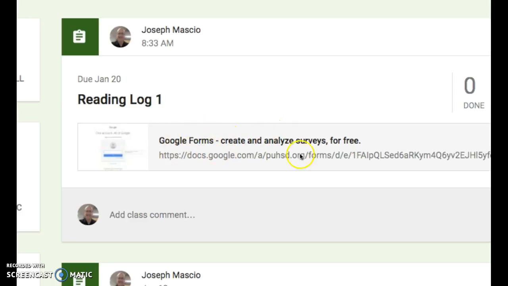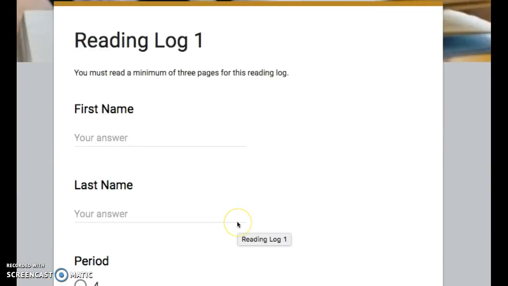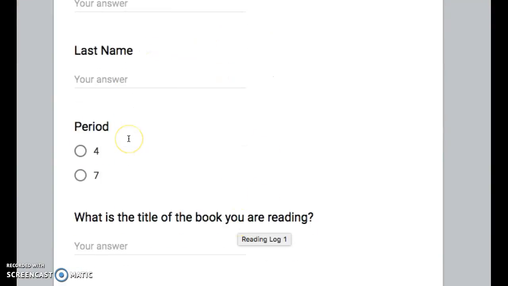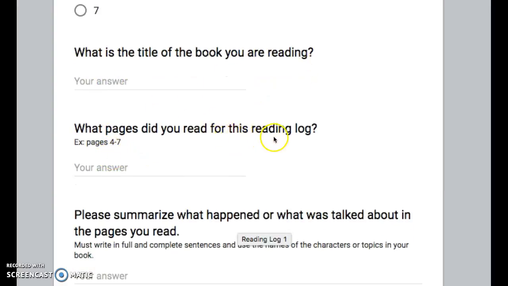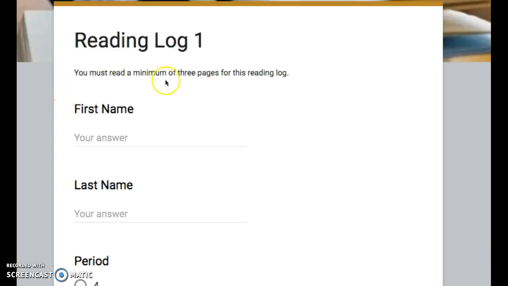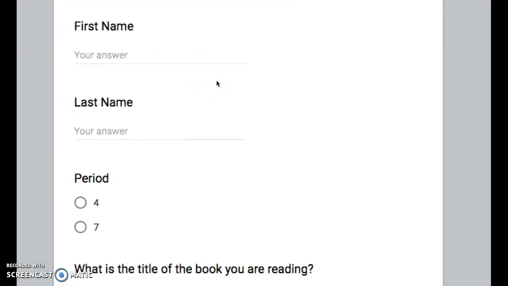So you're going to need to click on this form here, and it'll take you to something that looks like this. Reading log number 1, putting your name, period. You need to put in the title of the book that you're reading, and what pages did you read for this reading log. Most reading logs will be for about a week's time. You'll type in pages 4 through 7, pages 25 through 30. Notice that you must read a minimum of 3 pages for this reading log. So for this particular one, you have to read a minimum of 3 pages.